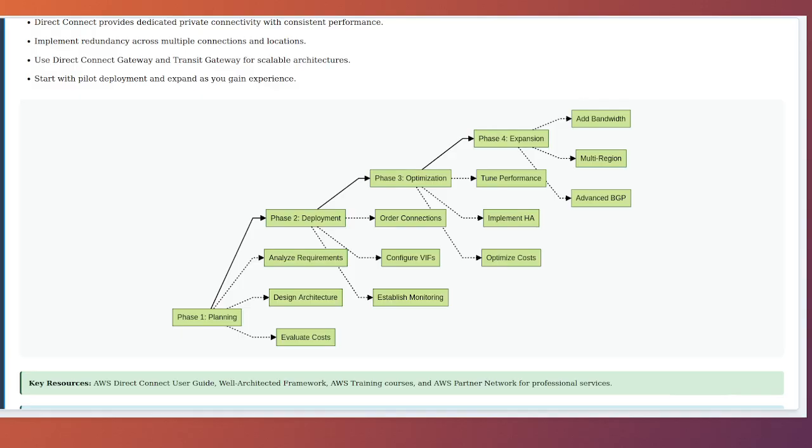For organizations just starting with Direct Connect, begin with a pilot deployment for non-critical workloads. This allows you to gain experience with the technology and validate performance benefits before migrating production traffic. Start with a hosted connection if you need lower bandwidth, as it is faster and simpler to provision than dedicated connections. As your comfort level and requirements grow, upgrade to dedicated connections and implement full redundancy.